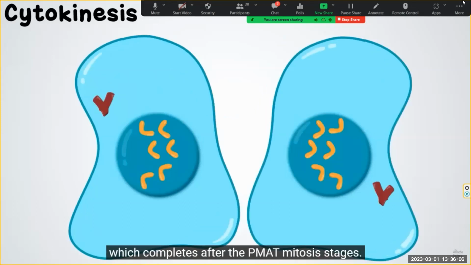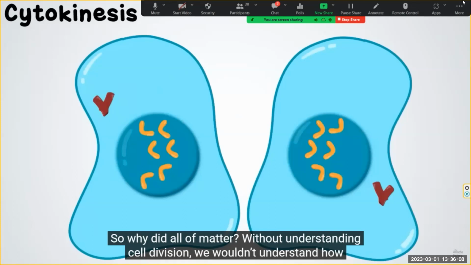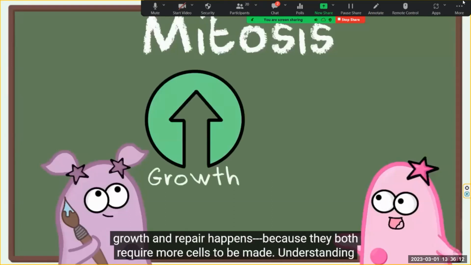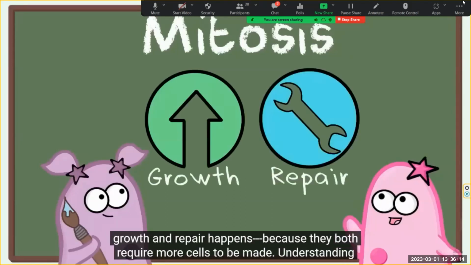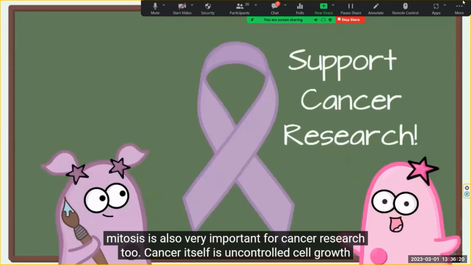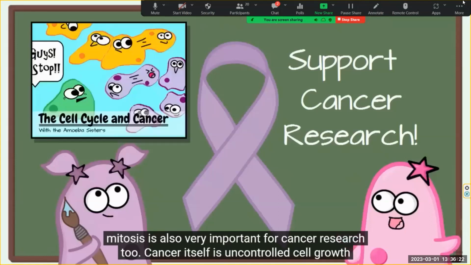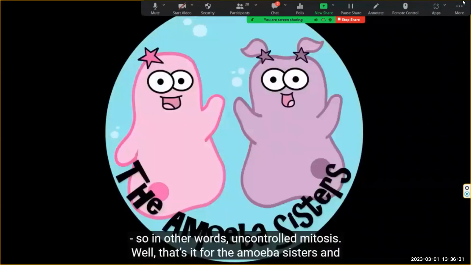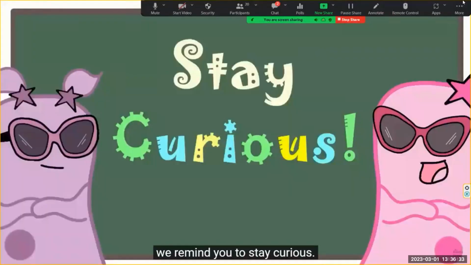So why did all this matter? Without understanding cell division, we wouldn't understand how growth and repair happens, because they both require more cells to be made. Understanding mitosis is also very important for cancer research. Cancer itself is uncontrolled cell growth. So, in other words, uncontrolled mitosis. Well, that's it for the Amoeba Sisters, and we remind you to stay curious.